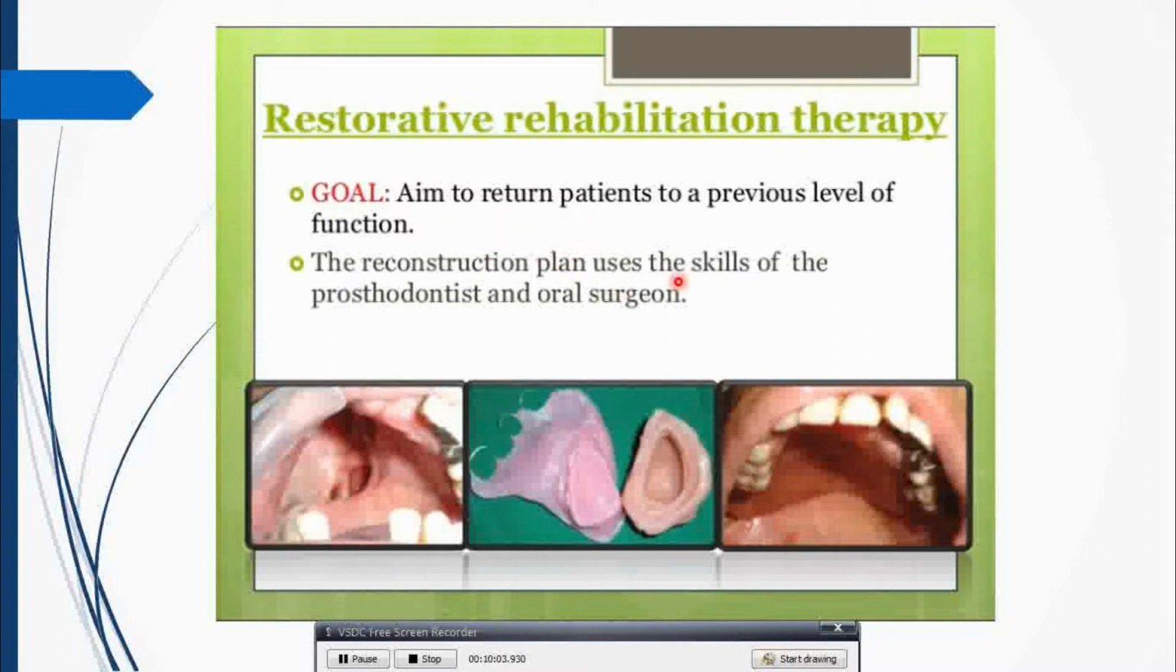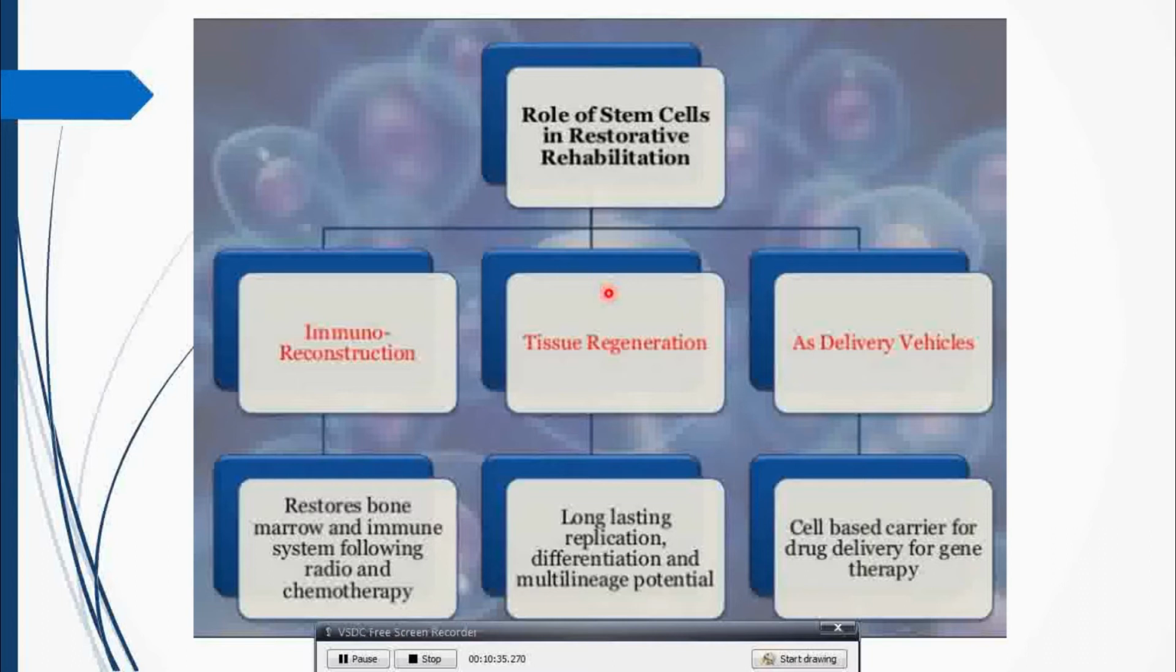The reconstruction plan uses the skill of the prosthodontist and oral surgeon. That means these are people who will be involved to look at how they can minimize the loss in the mouth, so that they will try to include back the tooth which is missing, or any parts inside the mouth that have been damaged due to the radiation process. Okay, that's what we try to restore.